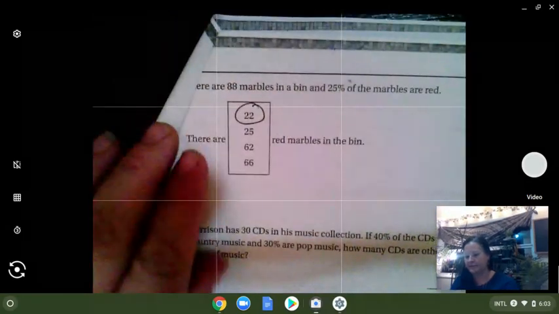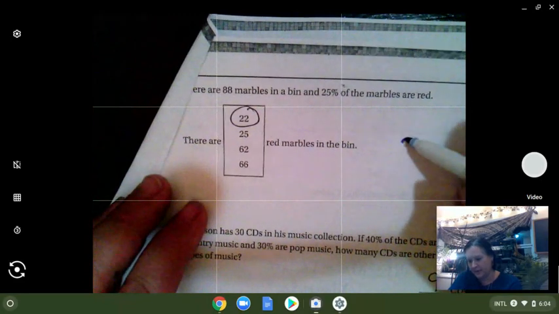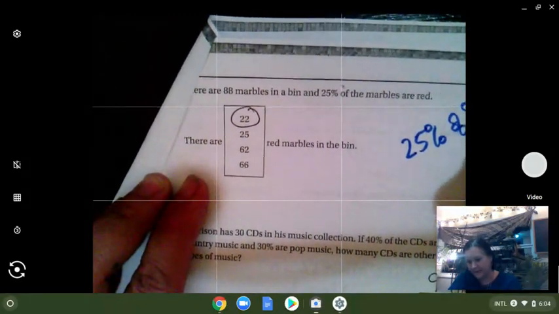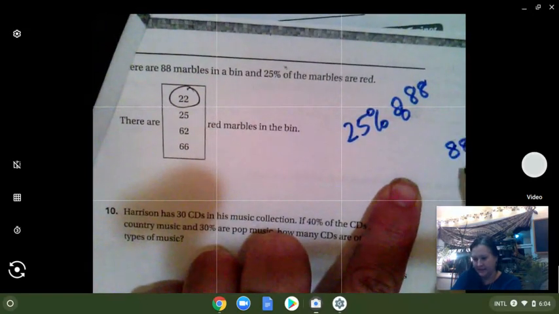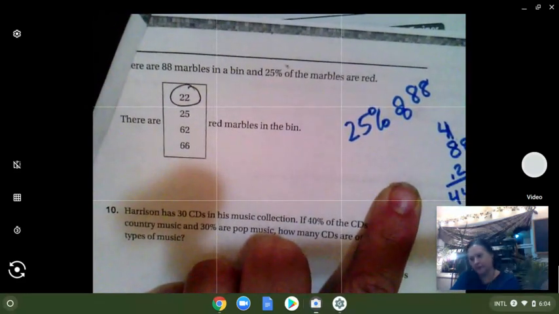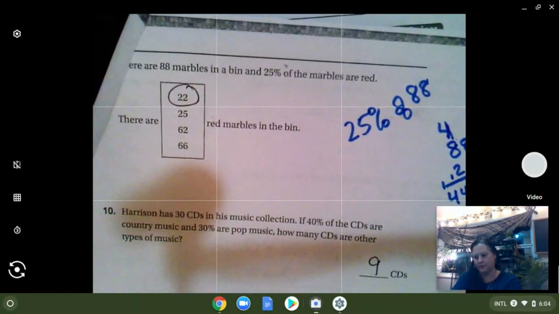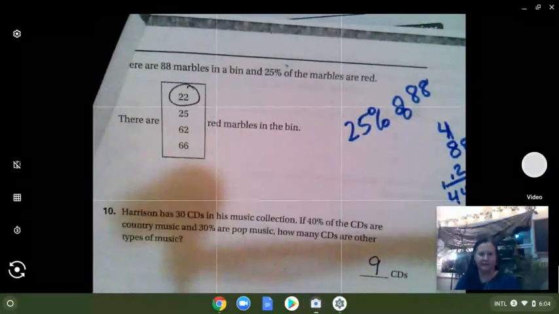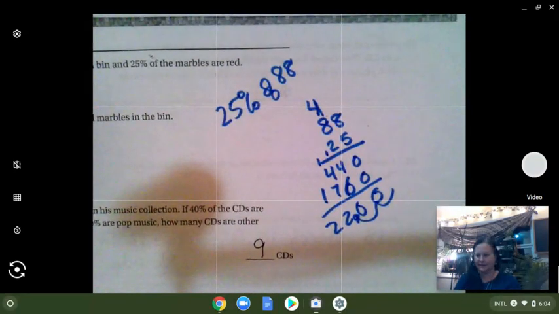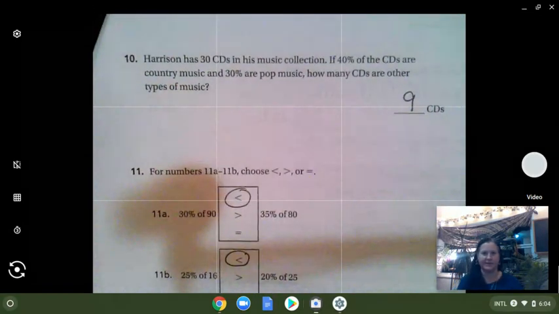It says there are 88 marbles in a bin. 25% of them are red. How many red marbles are in the bin? So it's 25% of 88. So I'm just going to do 88 times 0.25. 22 of the marbles are red. Whoops, there's my multiplying. So I turned it into a decimal, and then I moved my decimal over twice. Sorry you couldn't see that. I'm trying to zoom in so you can see all these words.